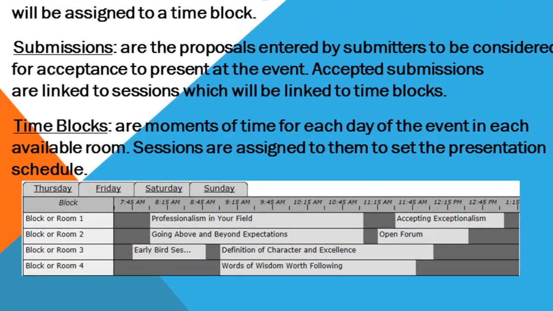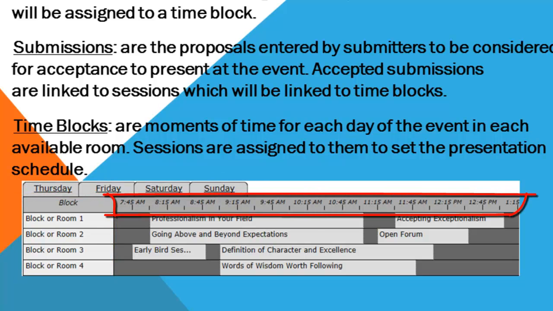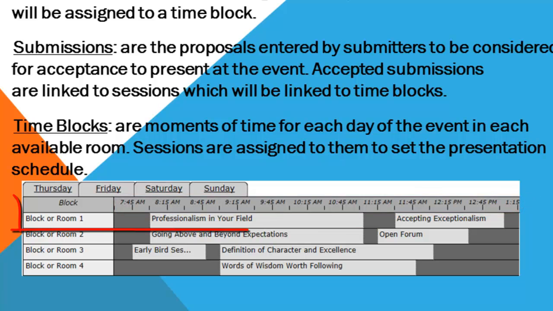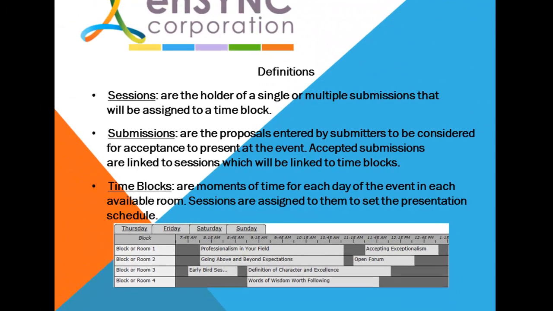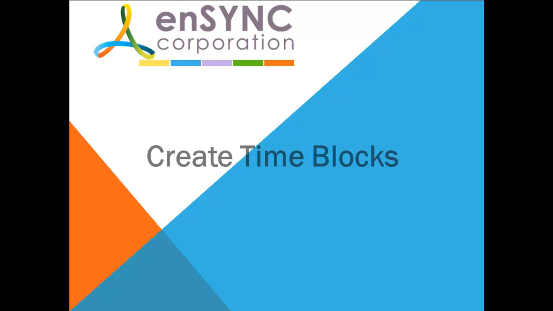So if you take a look at the grid I show at the bottom here, you see each day of the week that the event is scheduled for. Then in the block column you see block or room numbers. And then you see along the top the times for each of the sessions. So in room 1, between 8 o'clock and 11 o'clock, you see professionalism in your field. And then another session accepting exceptionalism from 11:30 to 1 o'clock. And then you can follow along with the rest of the rooms and the time blocks where there will be presentations given. So now that you have a basic understanding of that, let's move on to how to create your time blocks.